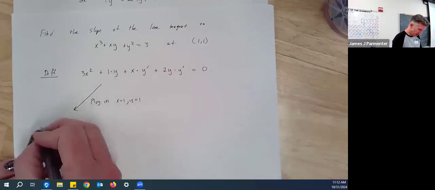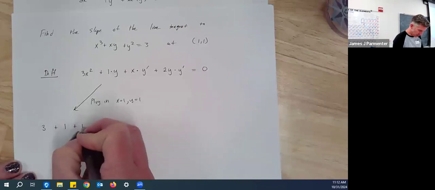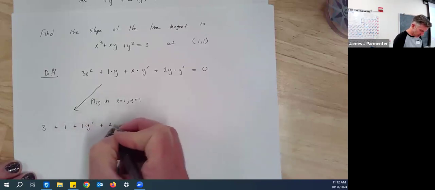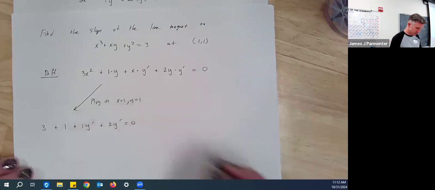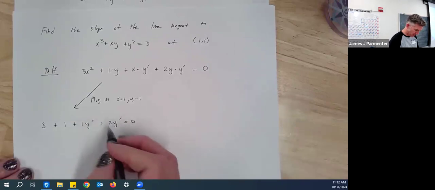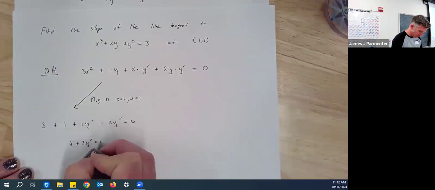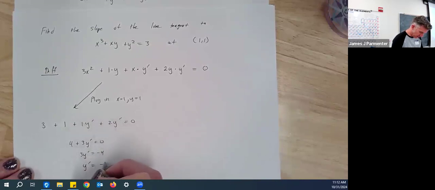So I'm going to plug in 1 for x and 1 for y, and life's going to get a lot easier. I'm going to have 3 times 1 squared plus 1 times 1 plus 1 times y prime plus 2 times 1 times y prime equal to 0. That seems pretty great. 1y prime plus 2y prime is 3y prime. So I have 4 plus 3y prime equal to 0. 3y prime equals -4. y prime equals -4/3. So my slope at the point 1, 1 is -4/3.